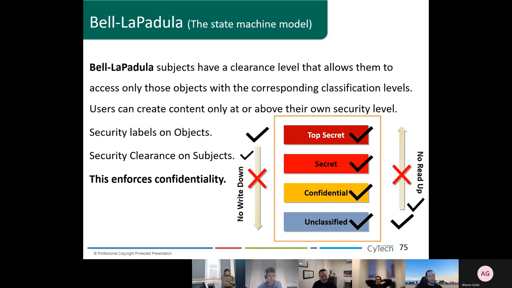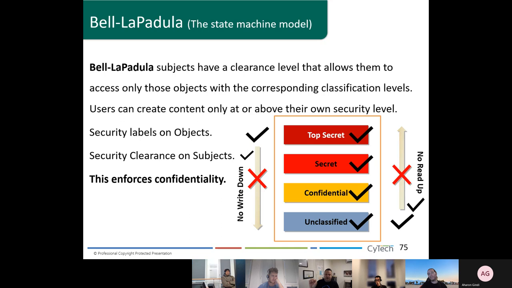Let's look at this again. The 4-star general has a secret level of classification. Nobody below him can read his information, because his information is confidential, right? Super classified. But we also don't want this guy to make a mistake and write an email in a confidential level system, potentially leaking information from a higher classified level. So you cannot read up, but you can read down, and you cannot write down.